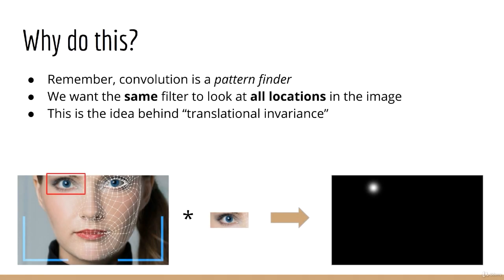But there is another good reason to use weight sharing, which is that you don't need different weights for each part of the neural network. Remember that convolution is actually correlation, and the filter is really a pattern finder. In this scenario, we actually want the same filter to look at all locations on the image. This is the idea behind translational invariance.